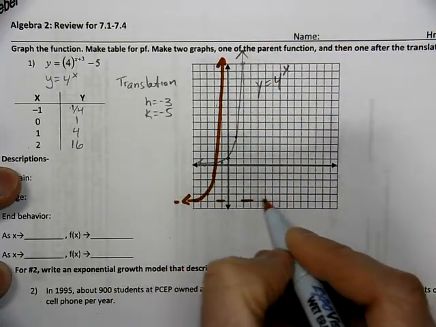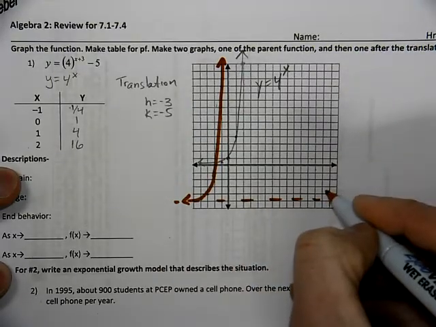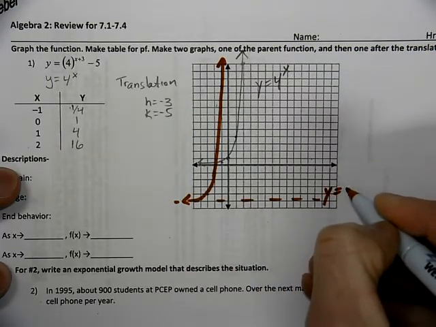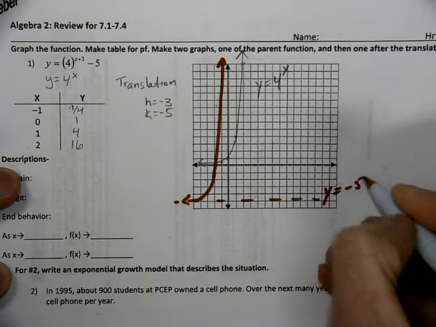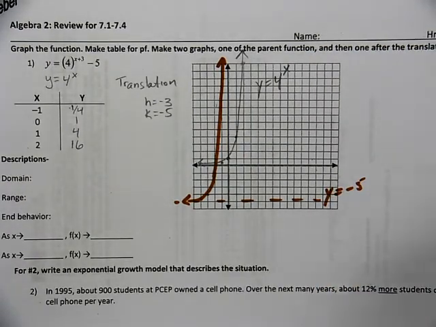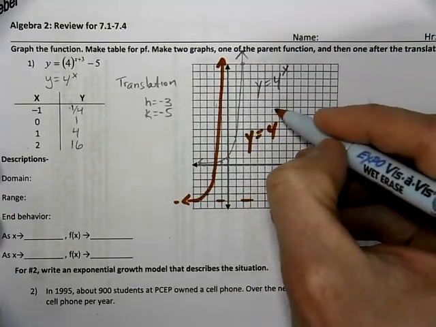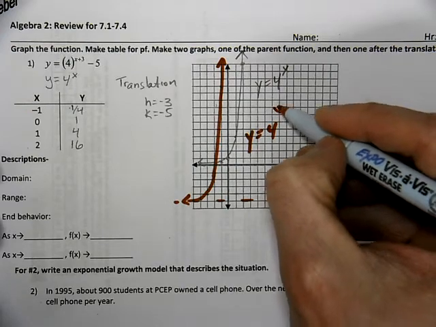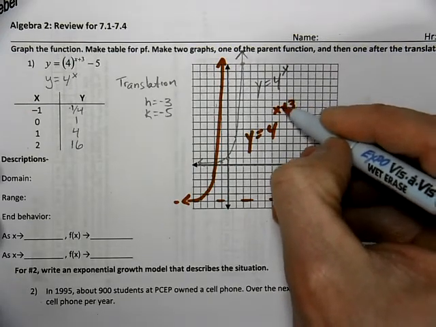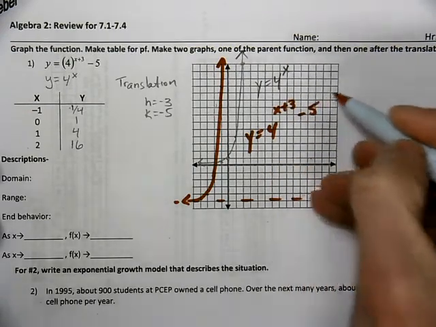So we'd have an asymptote at y equals -5. This equation would then be 4 to the x plus 3, minus 5.